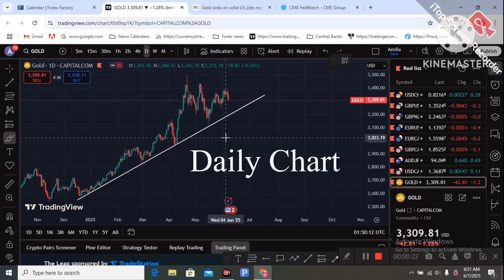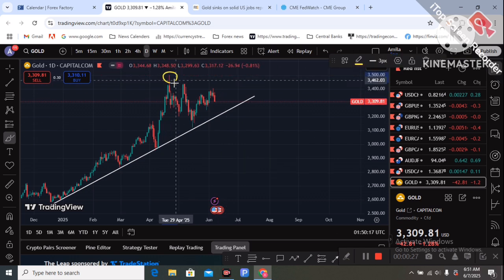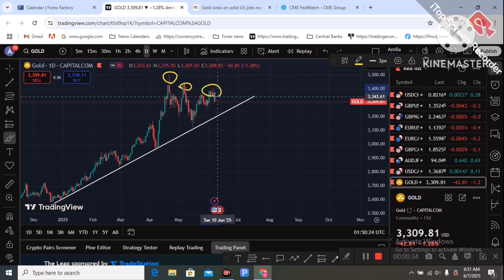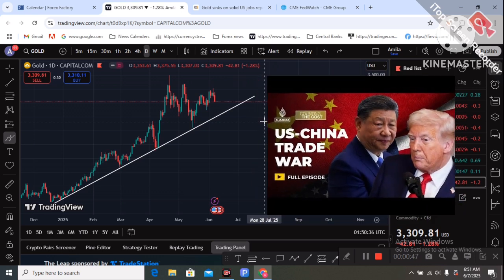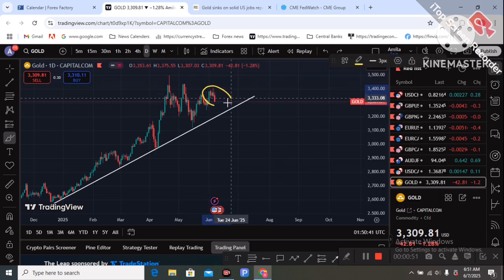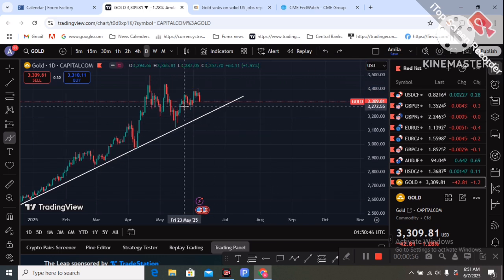So I'm on the daily chart of gold. You can see the price rejected from here at 3500 and from here at 3430, and last week price also rejected from the 3400 level and dropped to the downside. The China-USA trade deal continues. Remember, gold is a safe haven asset, so safe haven demand dropped, and that is the main reason gold dropped last week.